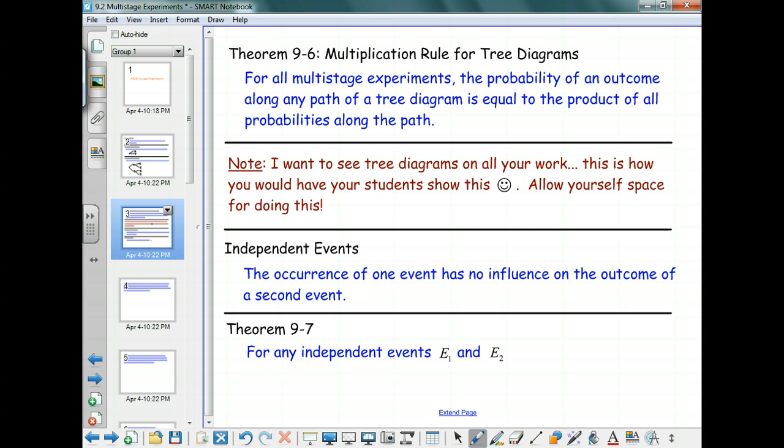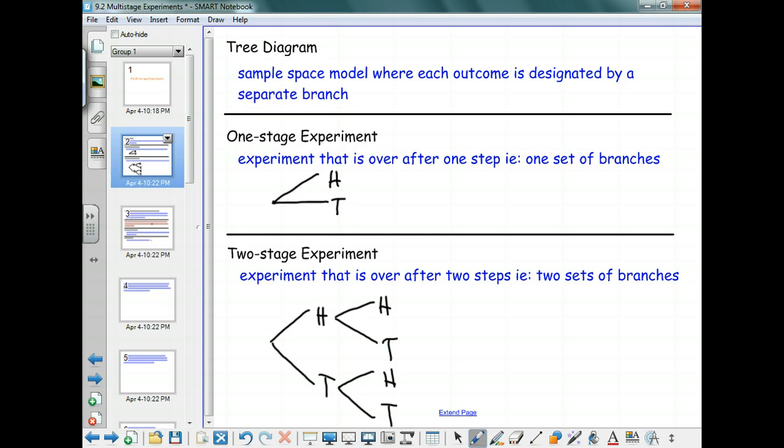All right, there's a multiplication rule for tree diagrams. For all multi-stage experiments, the probability of an individual outcome along any path of the diagram is the product of all the probabilities. You have this written in your notes. Let me go back and show you what it means, and then we'll finish the slide.